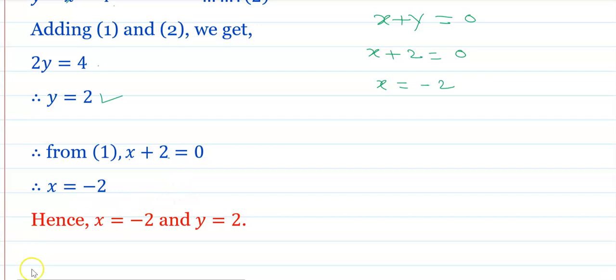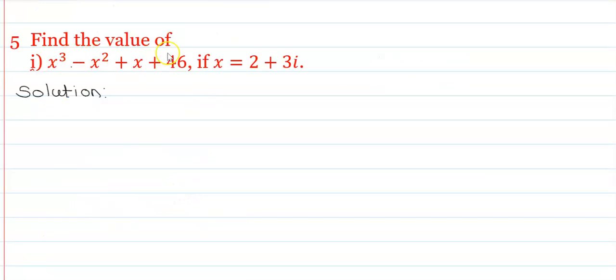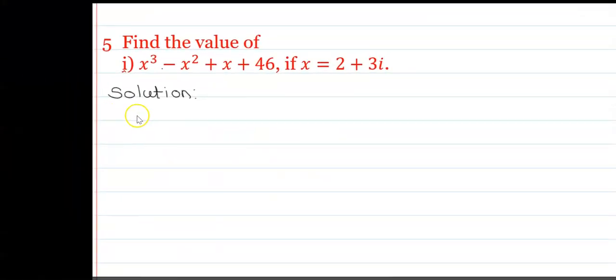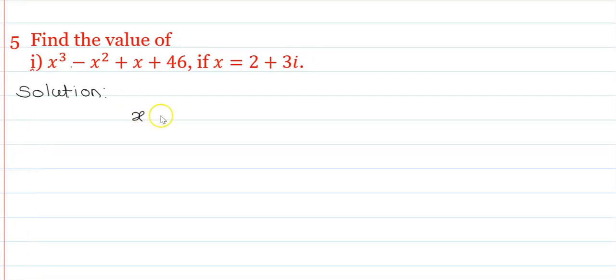Now the next example. Find the value of question number 5. x cube minus x square plus x plus 46 if x is equal to 2 plus 3i. Now directly we will not substitute anything here. Here we will apply the division method. Okay. Now see this here. x is equal to 2 plus 3i.